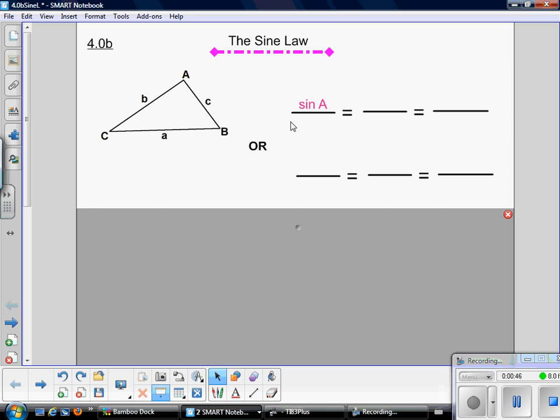The way the sine law works is sine of the angle A over its side length equals the sine of the angle B, another angle in that triangle, over its side length. And finally, sine of C over its side length. So one version of the formula is like this. The other version has it just flipped around, so it has the inverse of it.